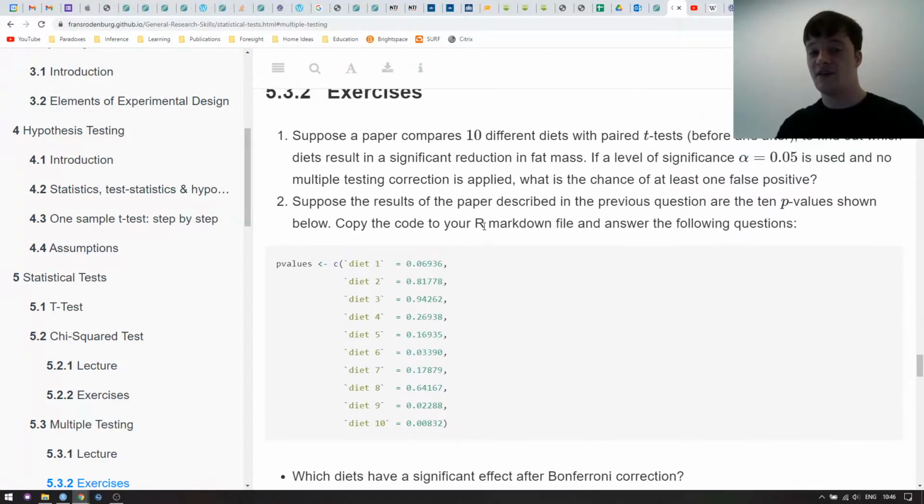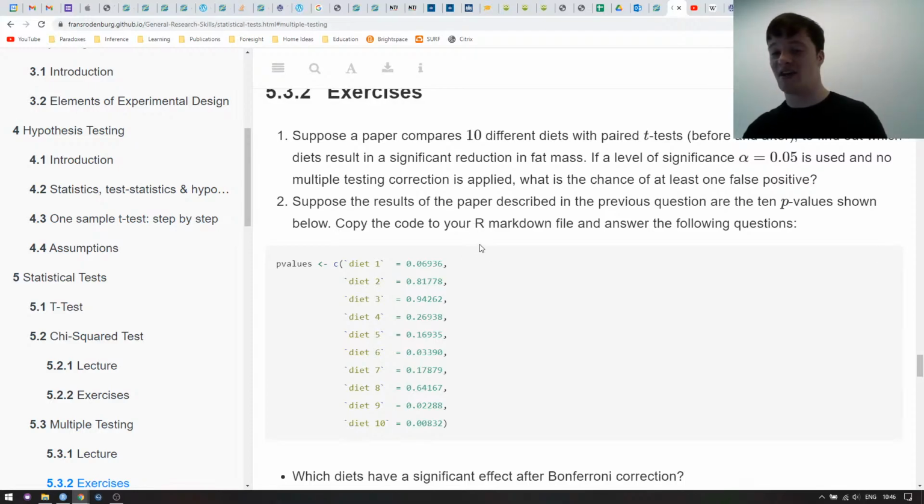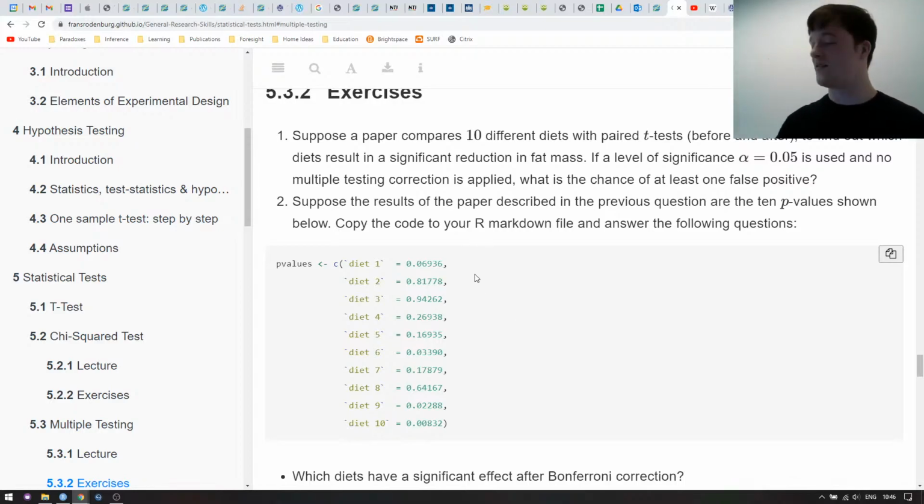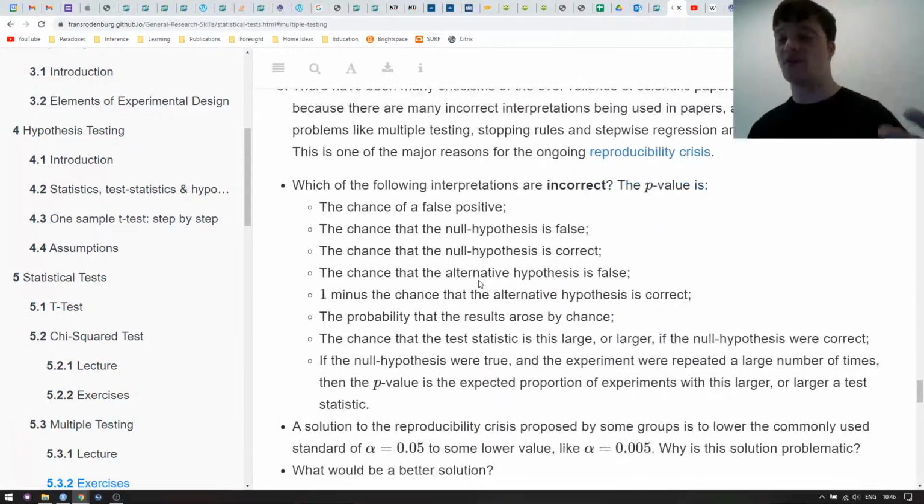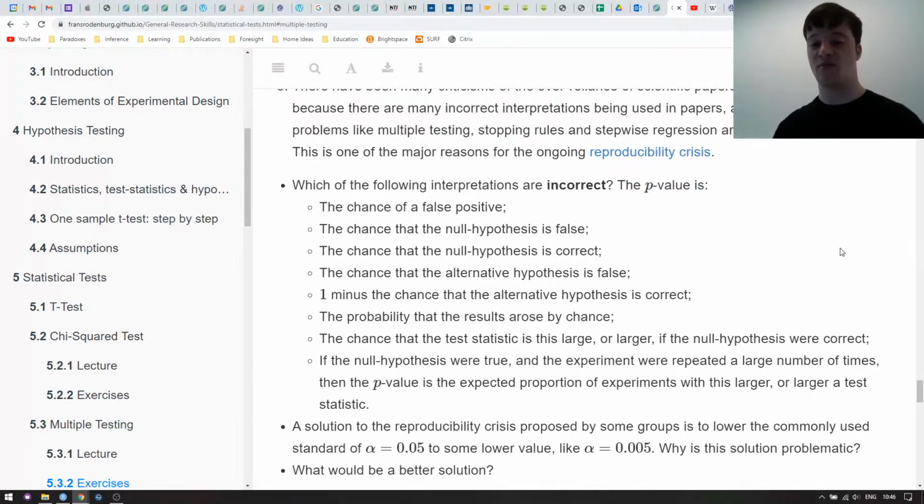We are very strict about multiple testing correction on the exam. This is something you should really understand well. That's why I try to keep the lecture short. There's not too many things on the side that you should also know. Just make sure that you understand this part. This is really the most important part for significance testing.